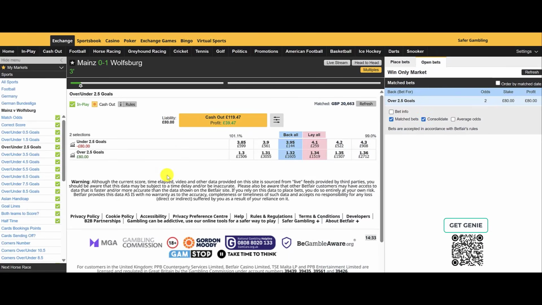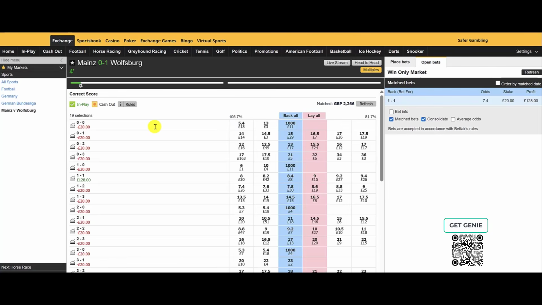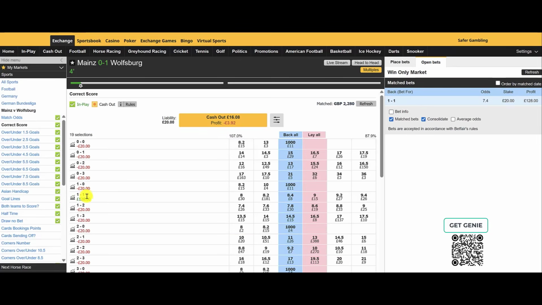4 minutes on the clock, and we've already had a goal. It's gone to Wolfsburg. So that is obviously very good news for our trade. It was a trade on over 2.5 goals with that 1-1 insurance. So obviously there is profit to be locked in here if we want. And let me show you how the correct score market looks.